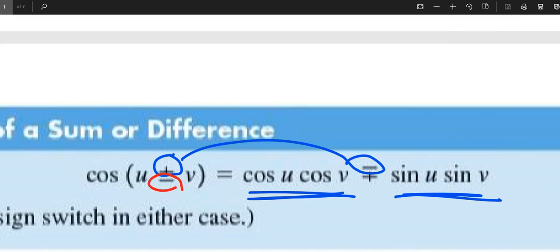So if it's a minus in the original, it will be a plus on the right side. Do you get that? That they switch and the top ones go together and the bottom ones go together. For cosine, they will be opposites. Now, when we get to sine, we'll realize that they're both the same.